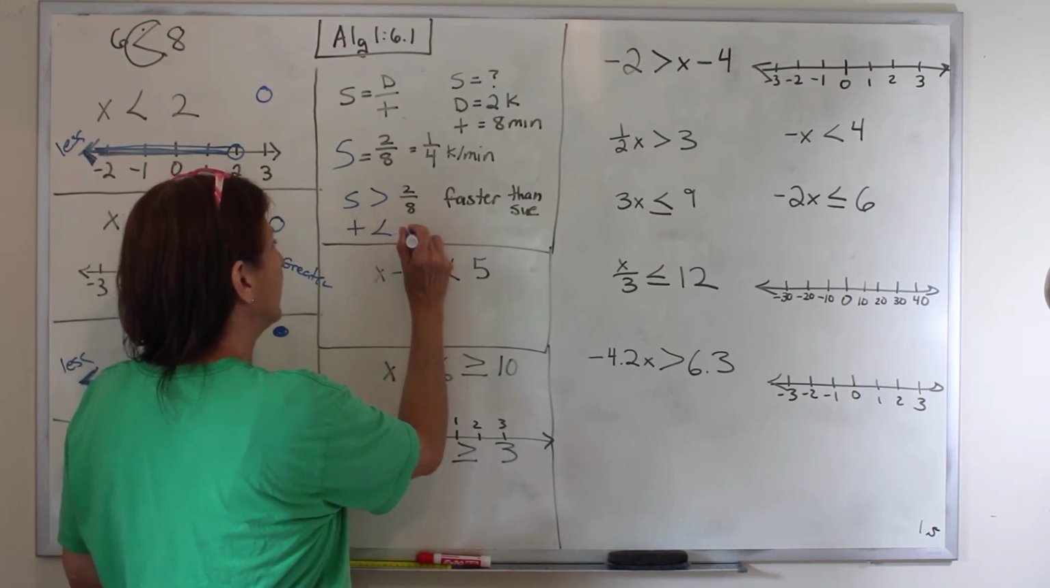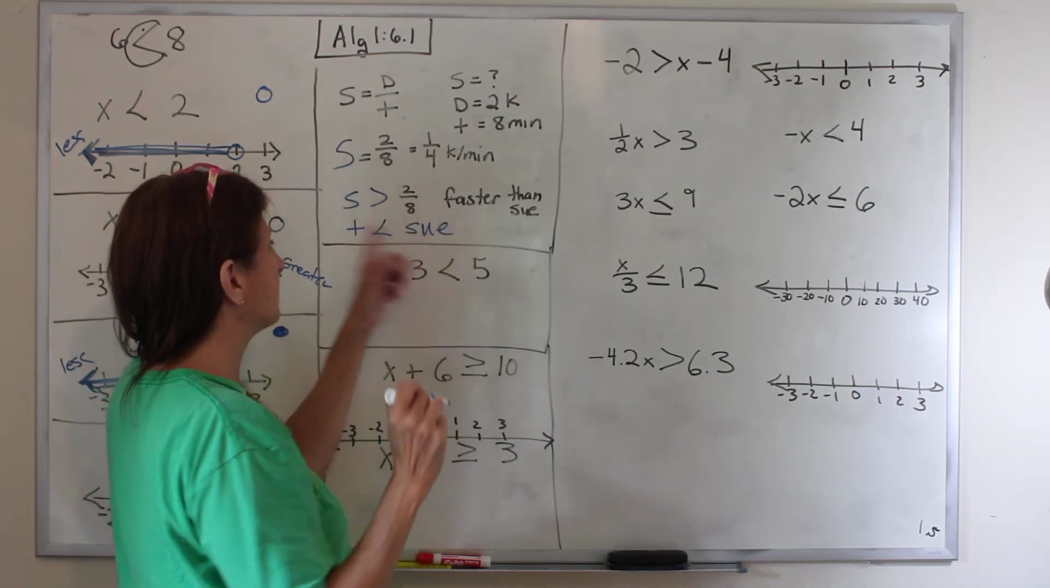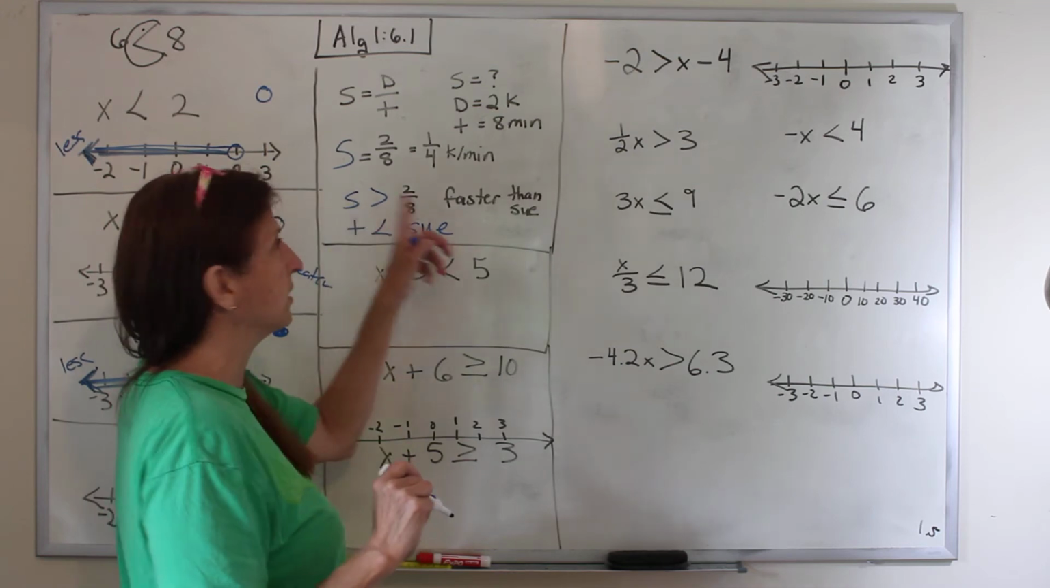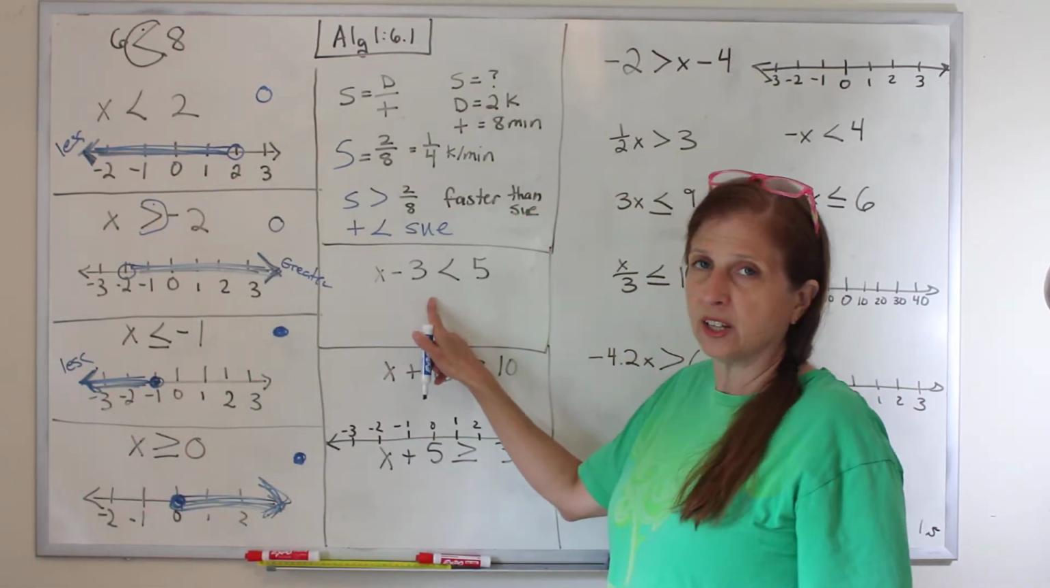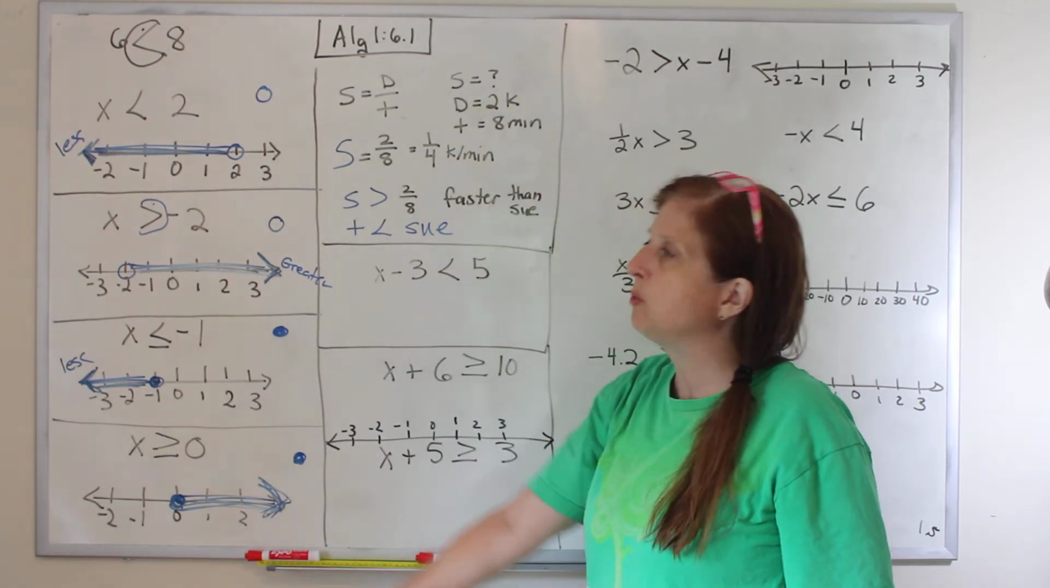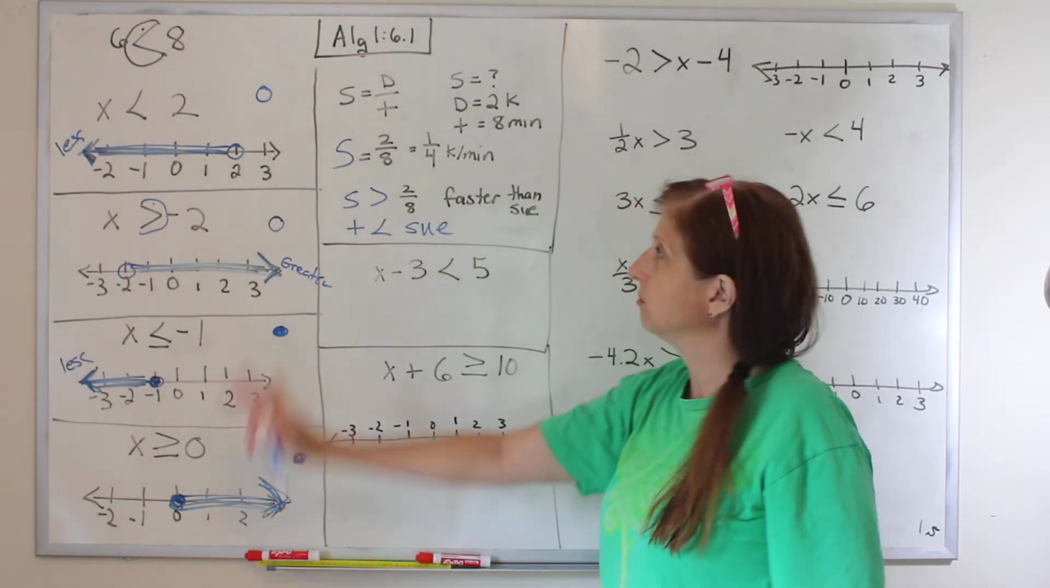Their time would be less than Sue because they were faster, but their rate was greater, their speed. All right, let's do another one. Now we're going to do an equation. All of that you probably learned in middle school, except maybe that.